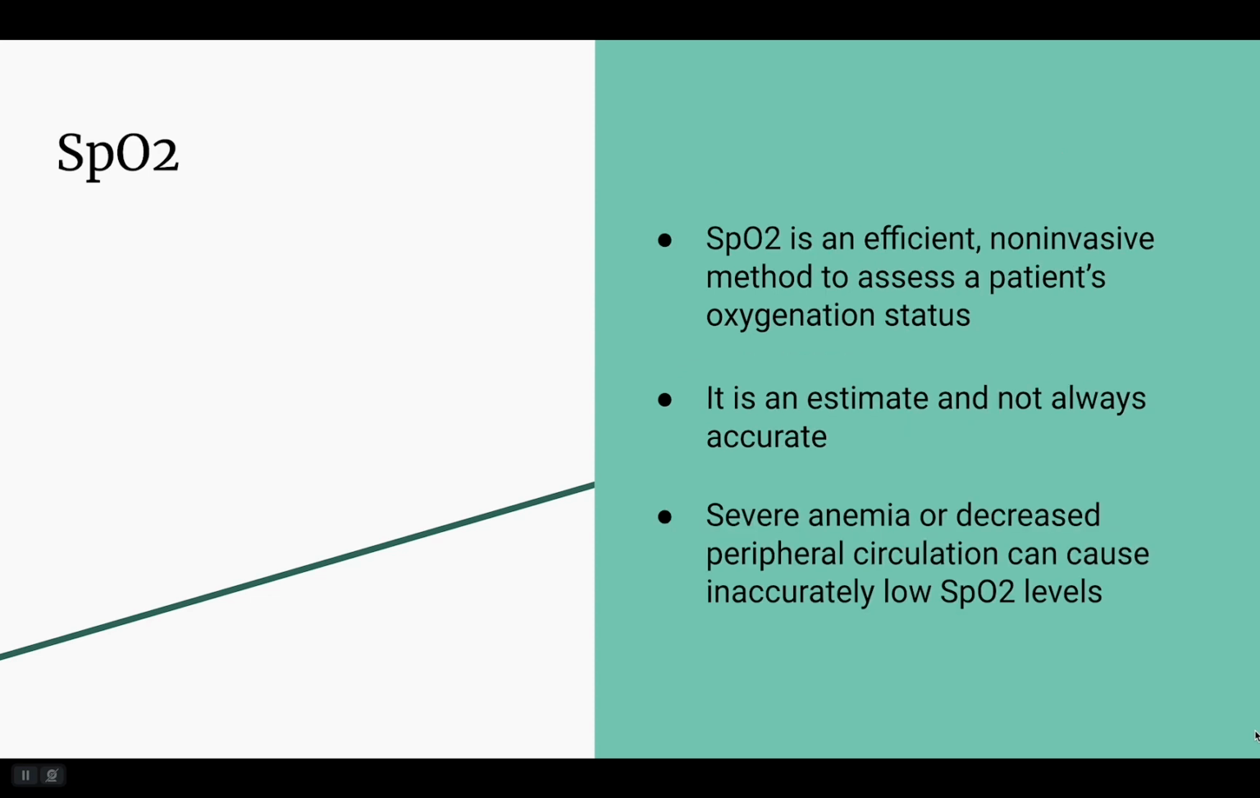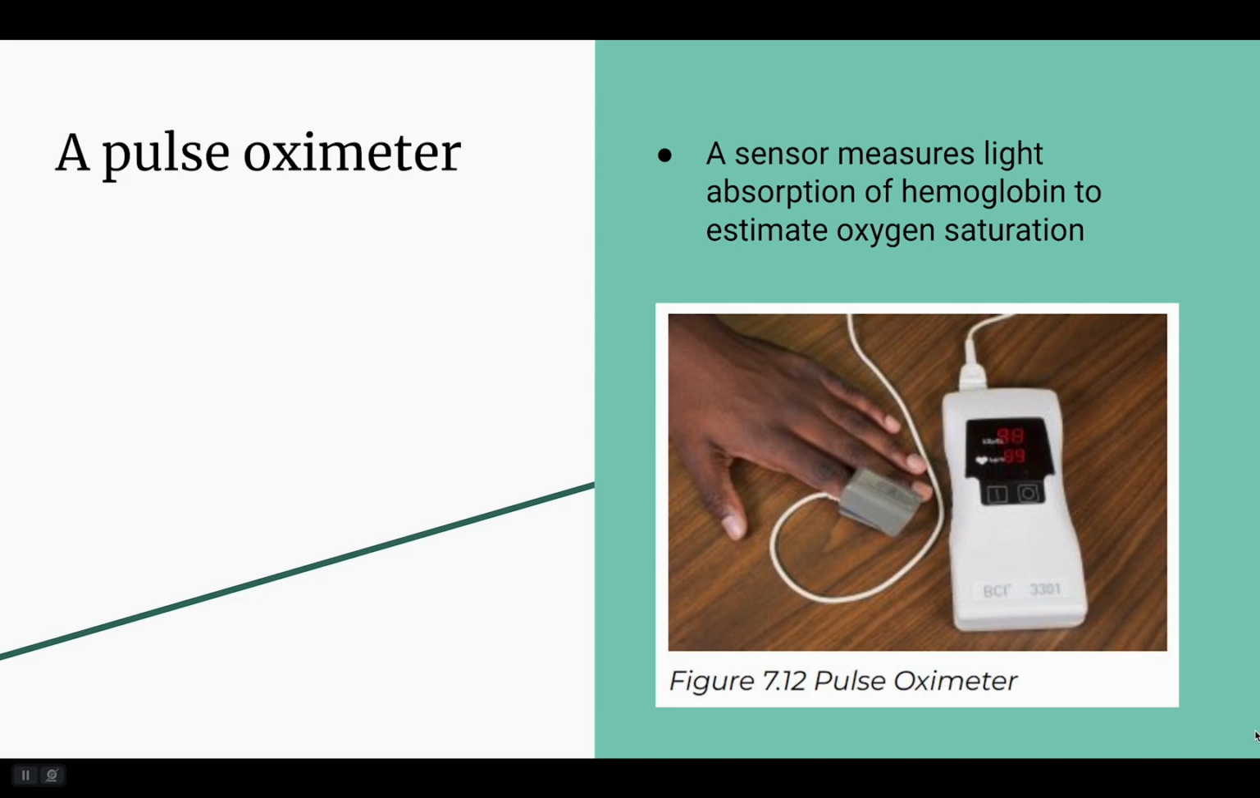Although SpO2 is an efficient, non-invasive method to assess a patient's oxygenation status, it is an estimate and not always accurate. For example, severe anemia, i.e., decreased level of hemoglobin in the blood, or decreased peripheral circulation can cause an inaccurately low SpO2 level. A pulse oximeter includes a sensor that measures light absorption of hemoglobin to estimate oxygen saturation. See the image of a pulse oximeter.